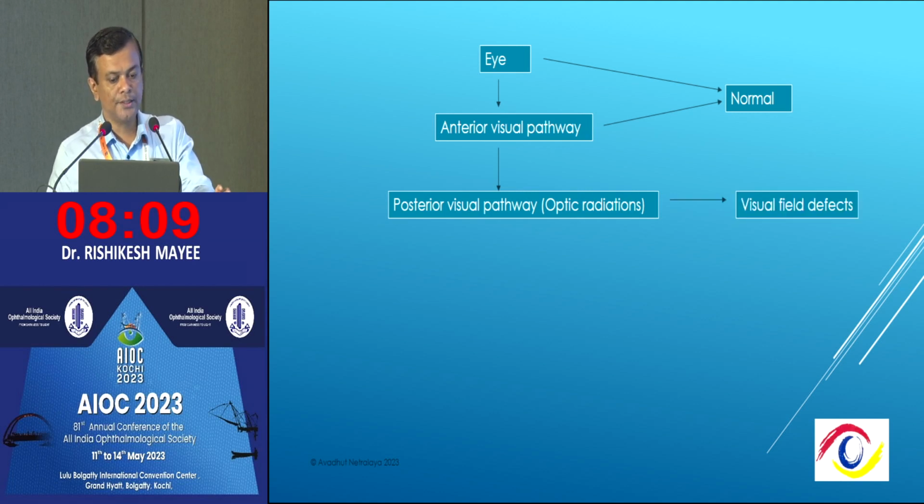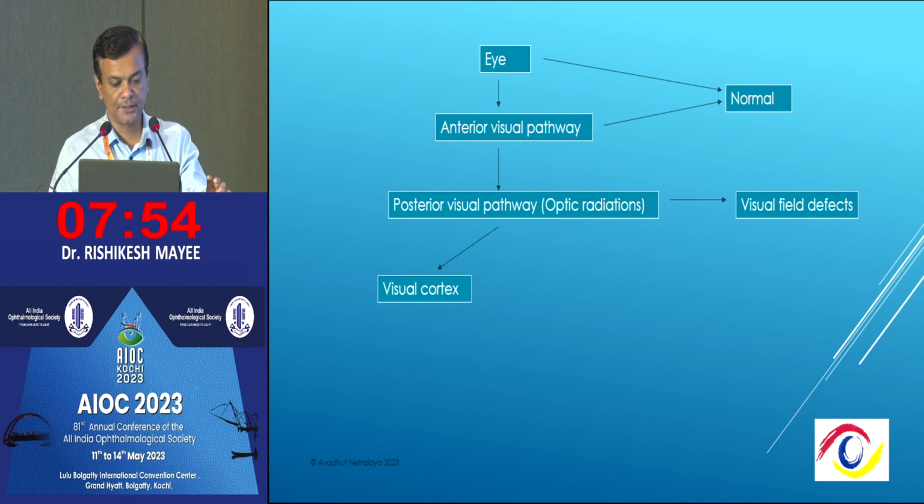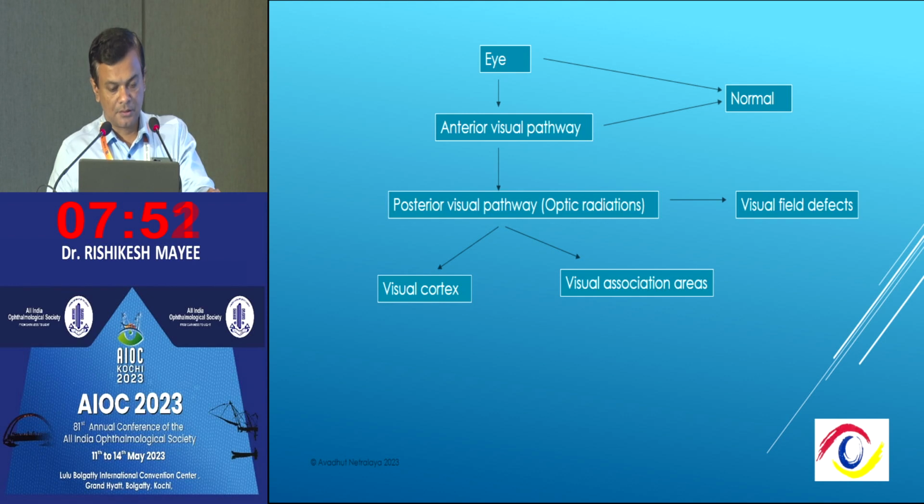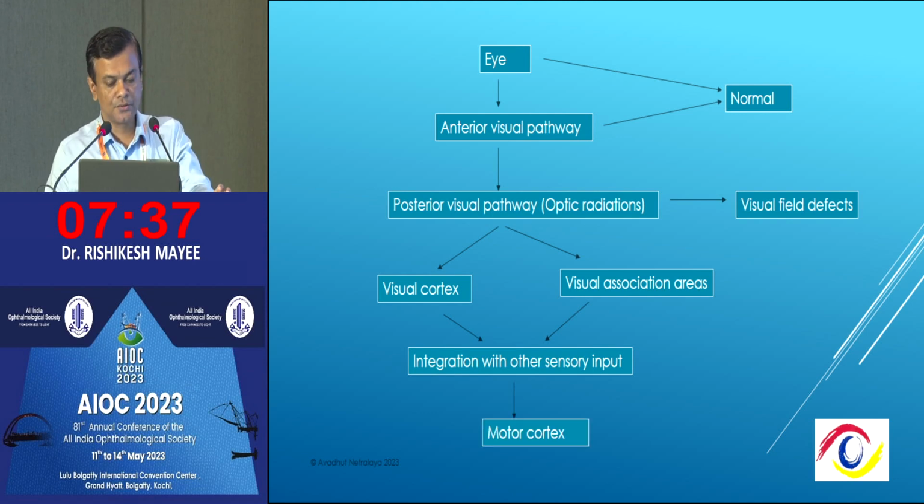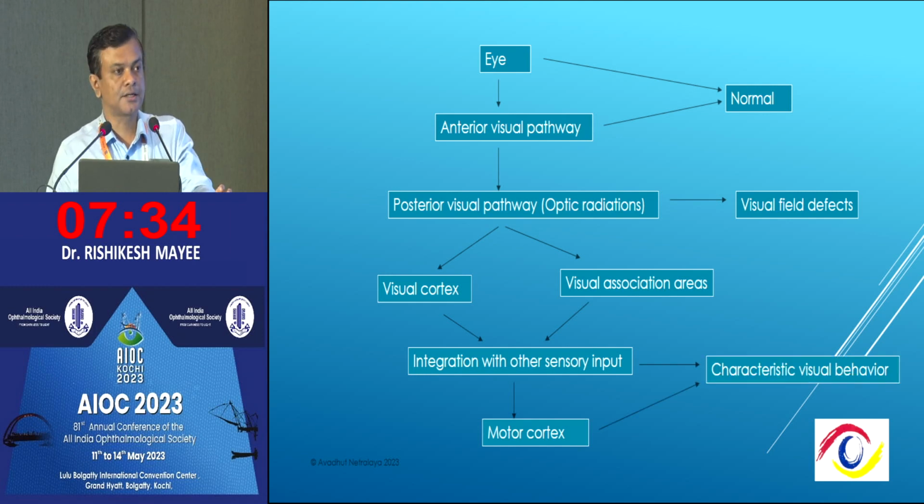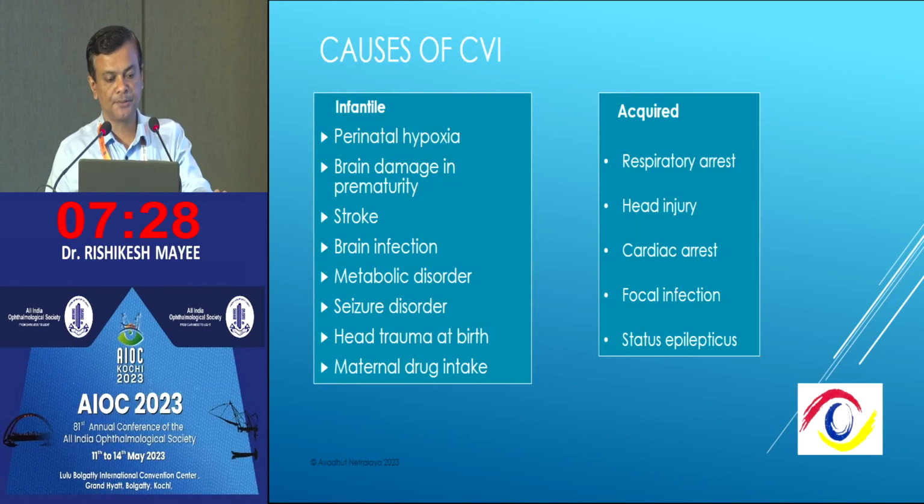If there is involvement only at the optic radiation, the patient might have visual field changes, and even in children doing a confrontation visual field can be possible in order to know whether the patient has a hemianopic or a quadrantanopic defect. From there, the stimulus passes to the visual cortex and the association areas, and then it also has an integration with other parts of the brain, especially hearing and touch. And then there is integration into the motor cortex, based upon which we have the characteristic visual behavior. So any problem anywhere here will change the characteristic visual behavior in the patient with CVI.